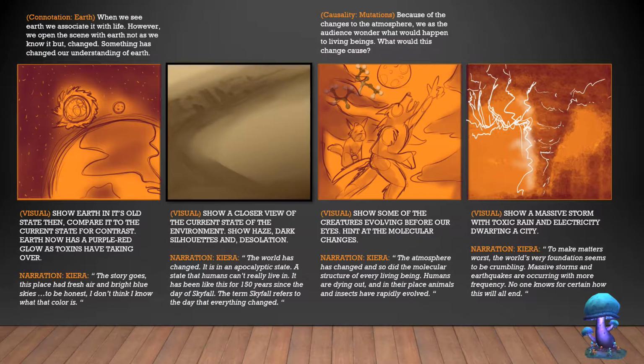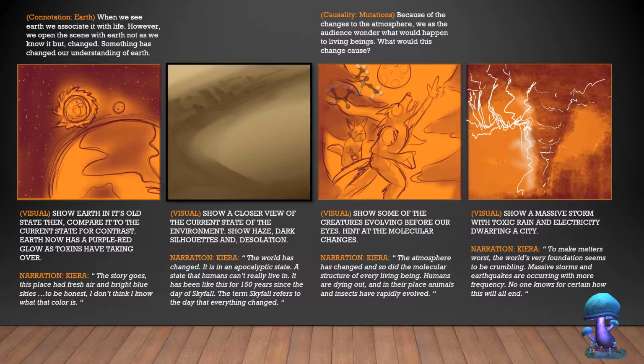Here we'll take a quick look at the visual storyboarding for the beginning of the story, Skyfall. We will set the scene and begin building the audience's relationship with Kira and Wap. We start by setting the visual. We'll show Earth in its old state when it was blue, and then compare it to its new state with a purple-red glow as toxins have taken over the environment.